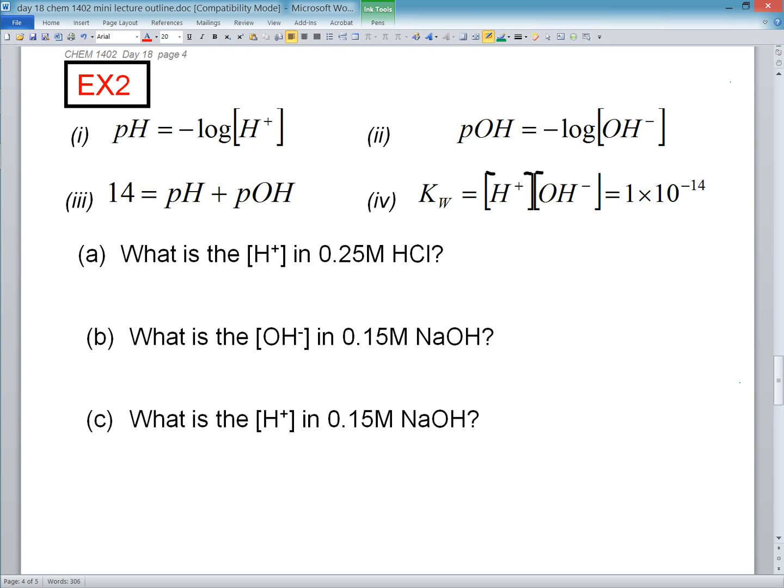I'm going to use 1. So what is the hydrogen ion concentration? This is a strong acid. So that means it's going to break up 100%. So the chloride will be 0.25 molar. Well, so will the H plus. 0.25 molar. That's why we got to know these strong acids.